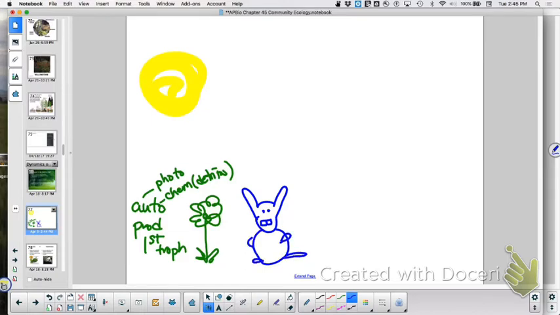What is terrifying? Is that a bunny? Wait, that's not a bunny. What is he? A heterotroph? What else? Second trophic, he's at the second trophic level. What else? Primary consumer. What else is he? Herbivore. Okay.